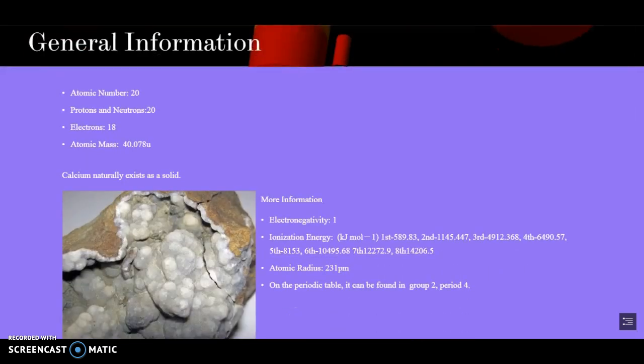So some more information. Calcium has an electronegativity of 1. It has ionization energy as follows. I'll let you read that on your own. It has an atomic radius of 231 picometers. On the periodic table, it can be found in group 2 and period 4.